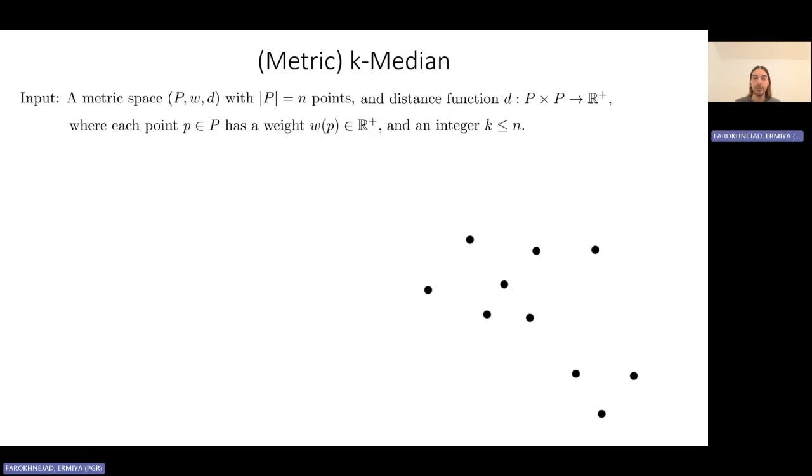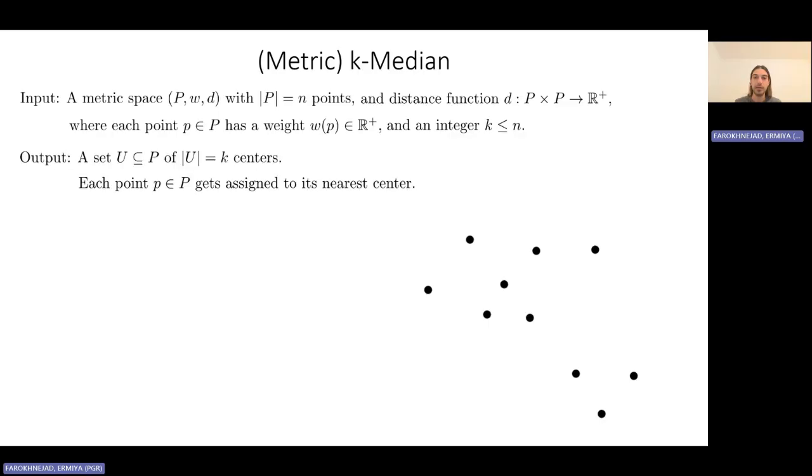In the metric K-median problem, we are given a weighted metric space together with an integer k. The goal is to find a subset of this metric space of size k, and then each point is going to be assigned to its nearest point in this subset. The points of this subset are going to be called centers. So we want to pick k centers, and then each point is going to be assigned to its nearest center.